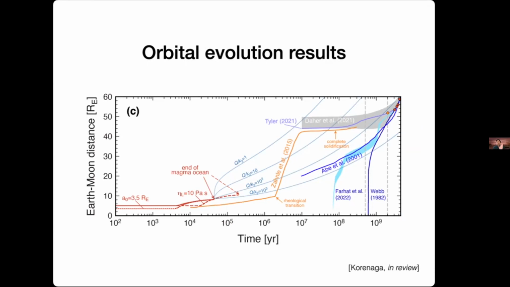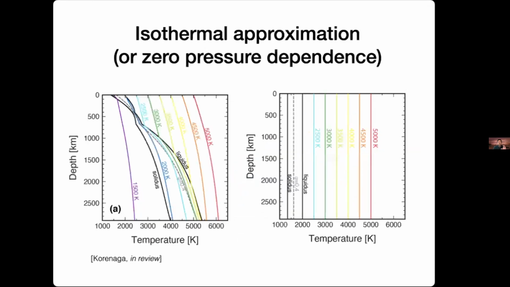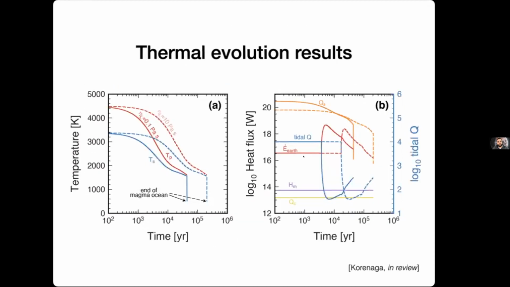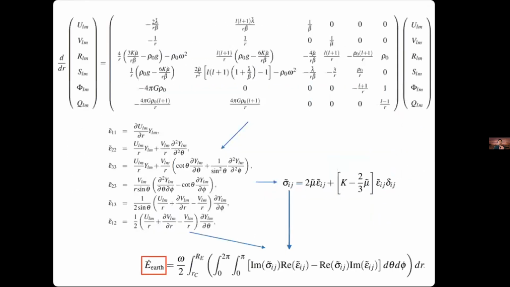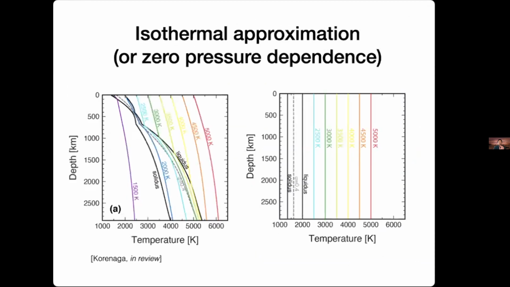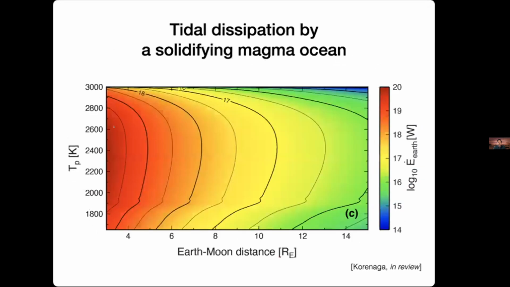Oh, no, you can, because the tidal dissipation, as I think I showed you, this is surface heat flux, okay? This is very important, so maybe I should go this way. For example, when the mantle potential temperature is 3000 K, you have this green line, okay? This part of the mantle is close to the rheological transition, so it dissipates lots of heat, okay? So this corresponds to this part, right?